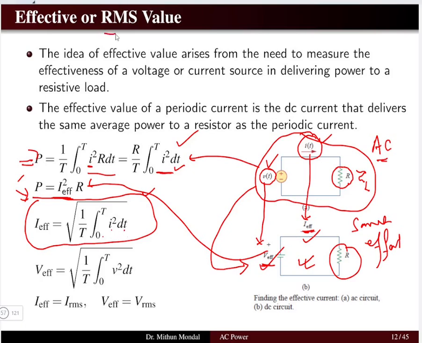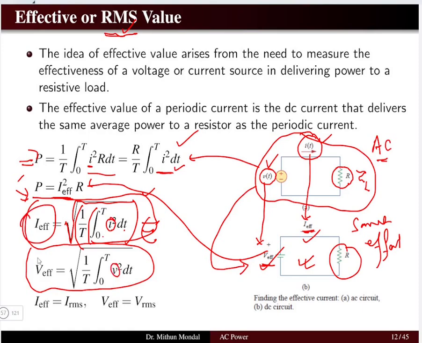Now here you see, what is the name? Root mean square. So what is it that we are having? This is a root and this is a mean. This one is the mean, and that is what we are squaring. So this is known as root mean square. We get the same result for the voltage. The only thing is that here we have the current, so we get I effective. Here we have the instantaneous voltage, so we will get the effective voltage. Effective value and RMS value are the same thing. So we say I effective equals I RMS and V effective equals V RMS. So we have the root and then we are taking the mean. We take the mean by dividing with the time period, 1 by T, and then we take the square of the current. So root mean square. That is where the name comes from.